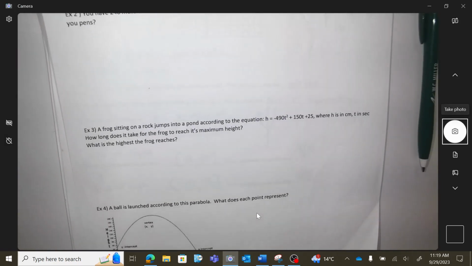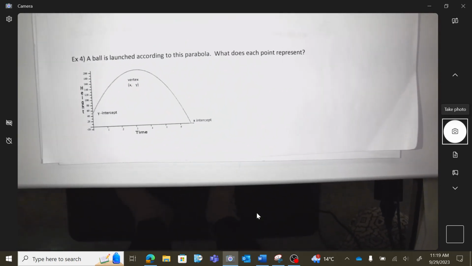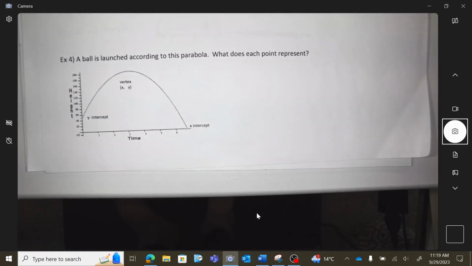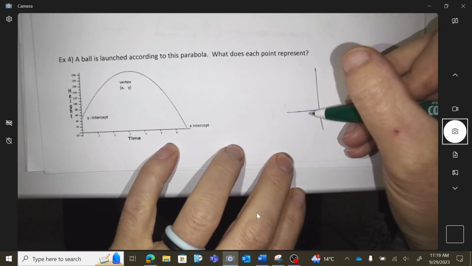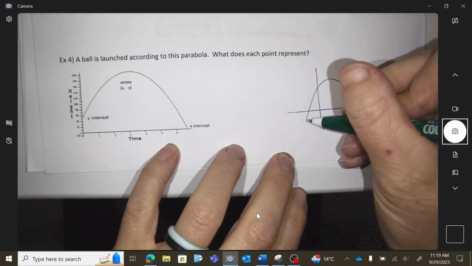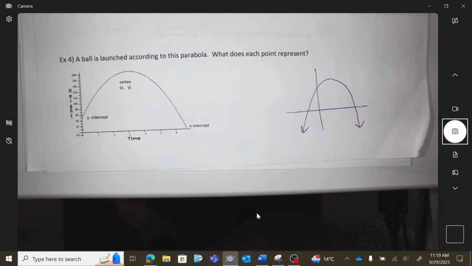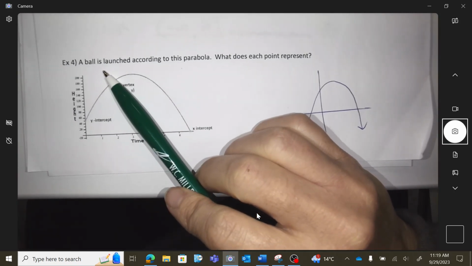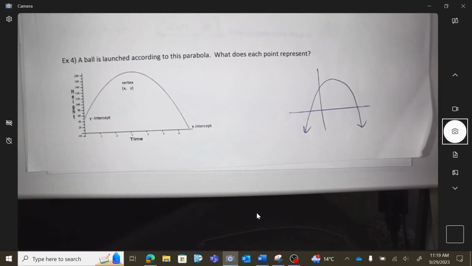Okay, so word problems, I'm actually going to start here at the bottom. Okay, so this is a parabola. And this parabola, this quadratic equation, was representing me launching a ball. I launched a ball. Would it make sense that when you throw something, it looks like that pattern, right?